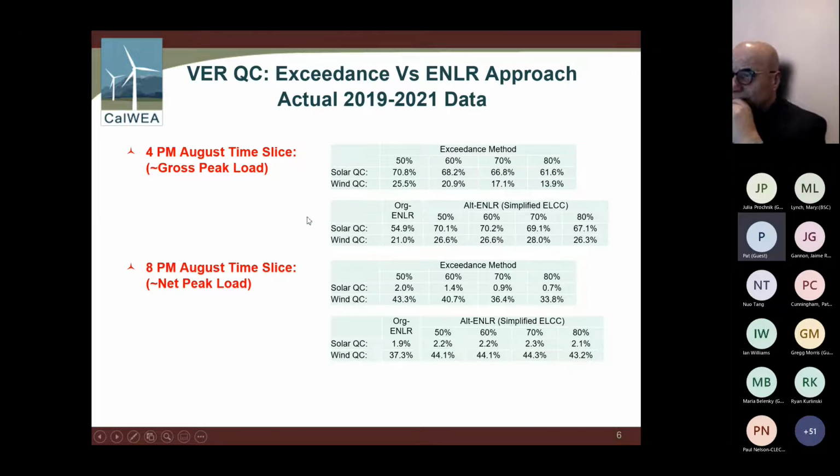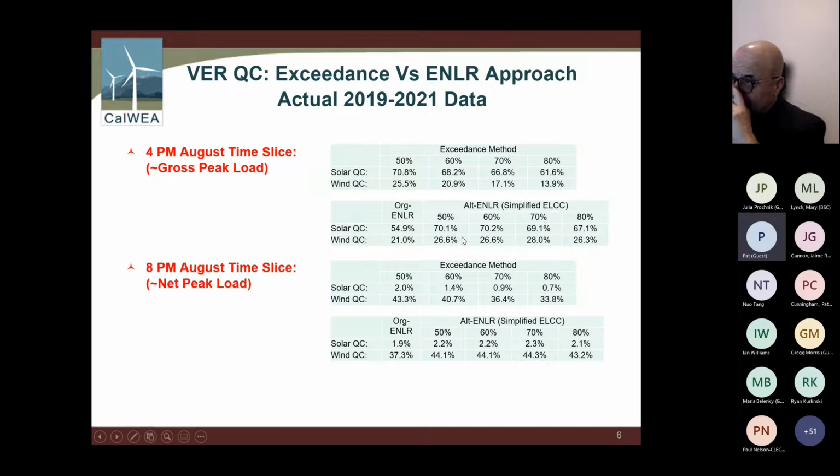Now, for that same hour, if you used the original ESLR that we proposed, and we know what the issue is and why these numbers are so small. But when we do targeted sampling, in other words, look at wind and solar generation only when load is higher than 50% or 60% or 70%, 80%, once we do that, we see that solar QC is a lot more stable.